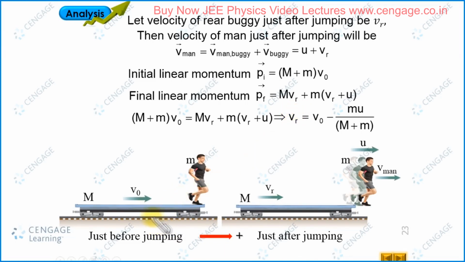As we know, there is no friction between the rails and the railroad car. That means the velocity of the rear buggy will be constant always, and that is equal to V naught minus mu divided by capital M plus small m. Now let us consider the front buggy.